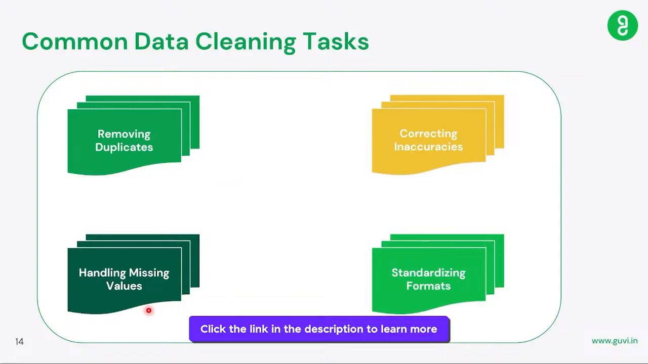The second point here is handling the missing values. So missing values are a common occurrence in datasets and can adversely affect analysis outcomes if not handled properly. So data cleaning techniques such as imputation or deletion are used to handle missing values appropriately. Imputation involves replacing missing values with estimated values based on statistical methods or data patterns, while deletion involves removing records with missing values.